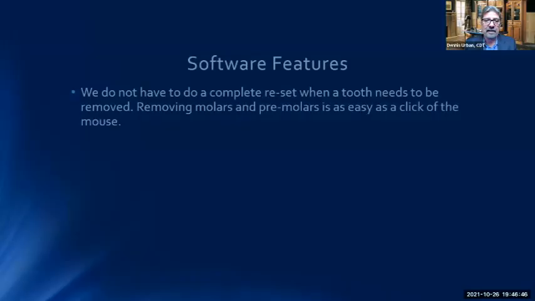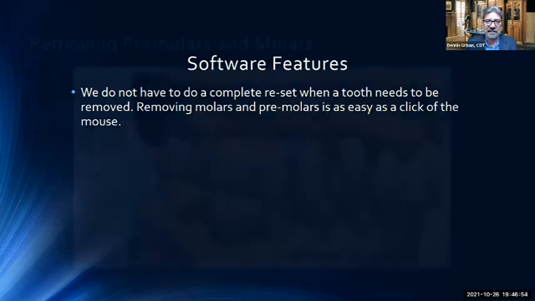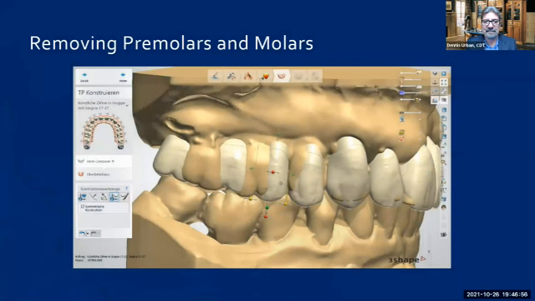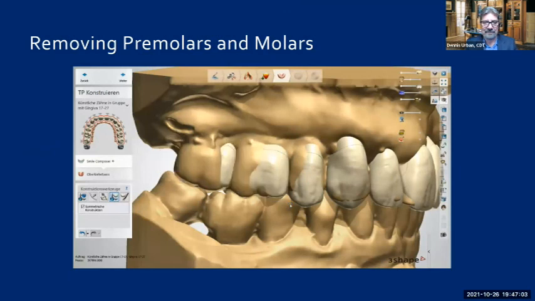And then the software features: we don't have to do a complete reset when a tooth needs to be removed. Removing the molars and premolars is as easy as a click of a mouse, as you can see here. So we take a look at the picture here, and look how easy this is going to be. We're going to do some extractions here. There we go. So all that is done in the software, and we can mill our denture.